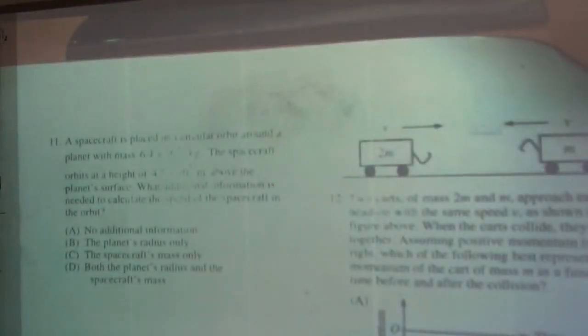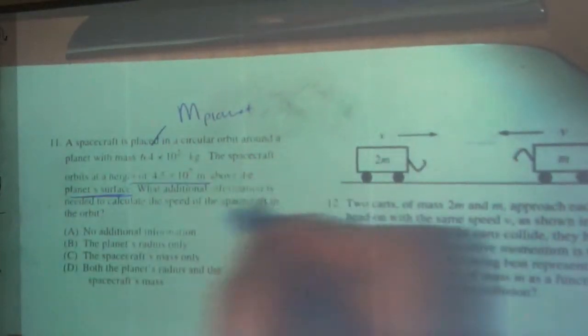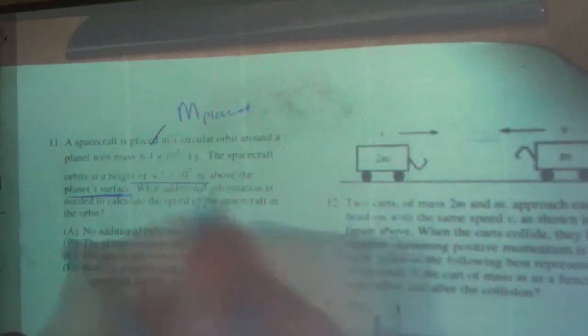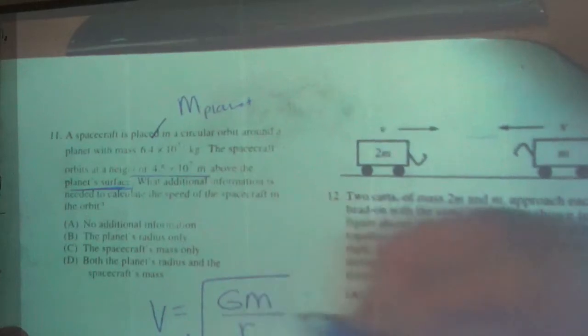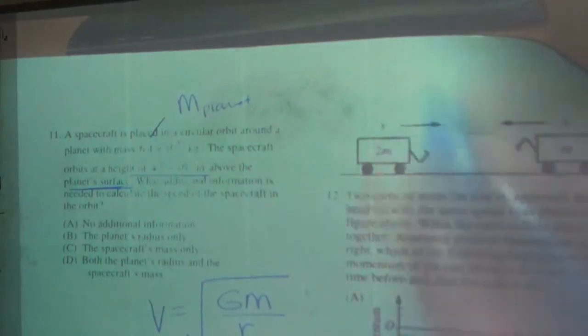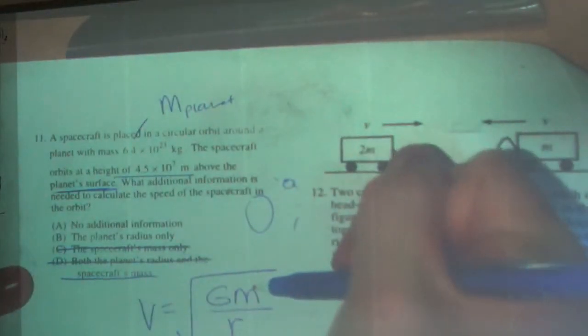Alright, a spacecraft is placed in a circular orbit around a planet with mass this. So this is the mass of the planet. And then this spacecraft orbits at a height above the surface. And I want to know what else I need to know in order to calculate the speed of the orbit. So orbital speed, we should just have this memorized, square root of GM over r. So the mass, remember the mass that we care about is the mass of the thing it's orbiting around. We don't care about the mass of the spacecraft, so we definitely don't want mass of the spacecraft. That's irrelevant. We just want mass of the planet, which we already know. We already know this, so check and check.